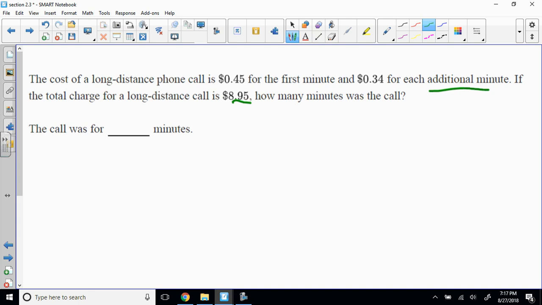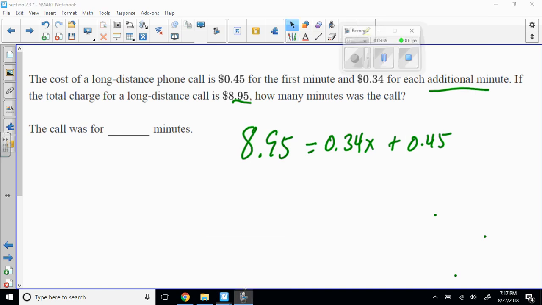Well, you got $8.95 equals, well, it's 34 cents each additional minute, right? Plus the 45 cents for the first minute, correct? Okay, so solve it. Go. And I want you to tell me what the answer is.